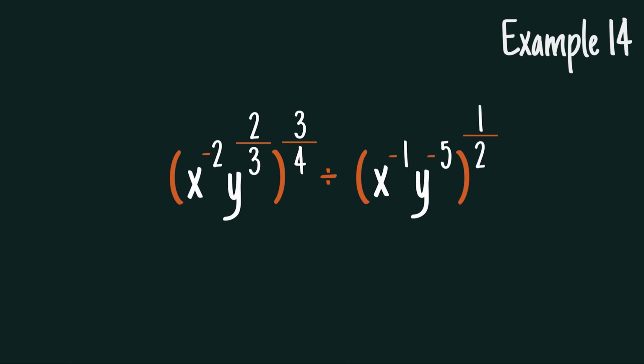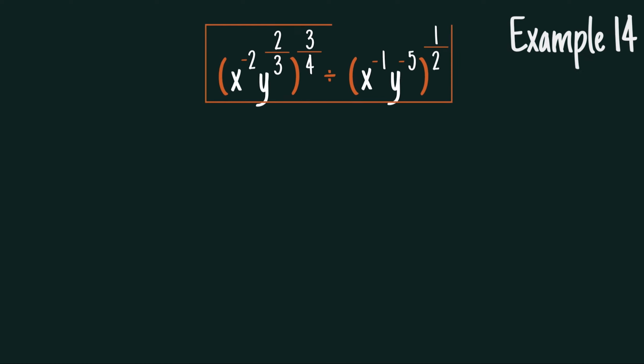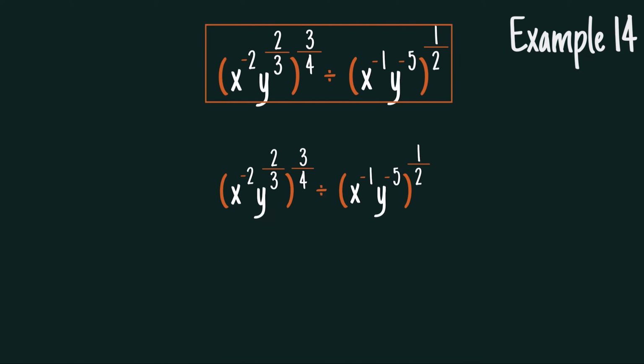Alright, let's try something slightly more complex, shall we? Take a look at the next example. In example 14, you do not always have to remove the negative indices immediately, especially if the question is not presented in fractional form. You can absolutely do it in fractional form as well. The choice is really up to you. As long as you are planning based on the laws and the properties, you will get to the answers.